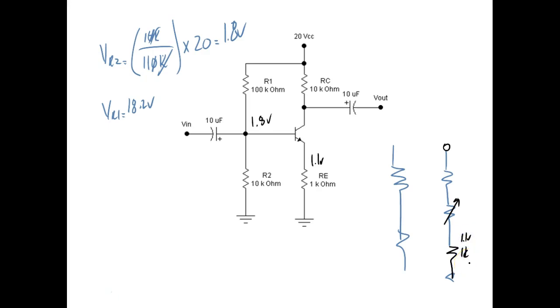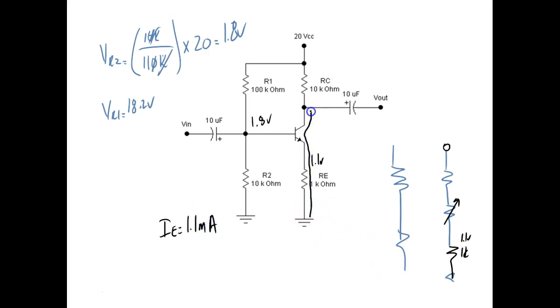So what can I calculate now? What do I know? If I know the voltage across a resistor and its resistance, I can calculate the current. Okay, so what current would, and we call this IE, what would IE be equal to? 1.1 volts over 1K. What would IE be equal to? 1.1 milliamps.